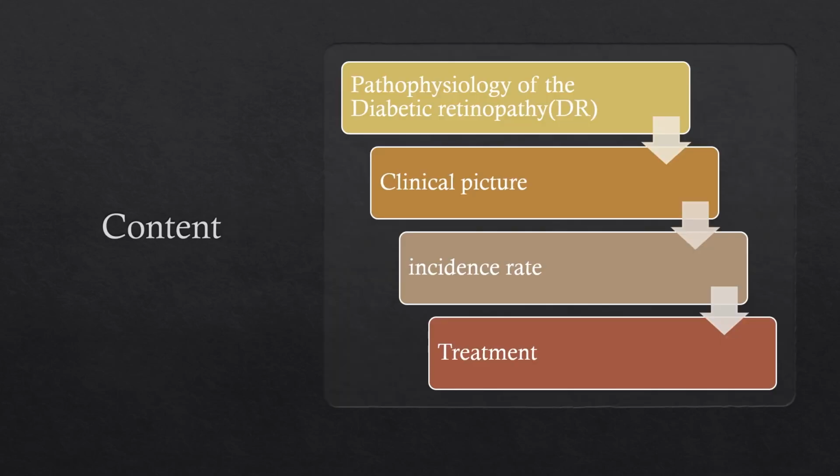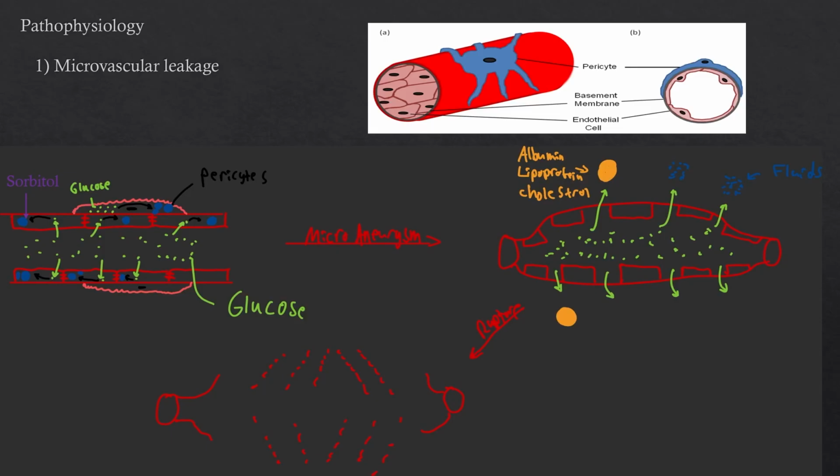So we'll be explaining the pathophysiology of diabetic retinopathy first, and you may wonder, why do we start off with the pathophysiology and not the clinical picture? Well, because the pathophysiology will help us understand the clinical picture, the signs, and the symptoms that the patient is presenting with. We'll talk about the incidence rate and predisposing factors, followed by the treatment. So let's get started with the pathophysiology.